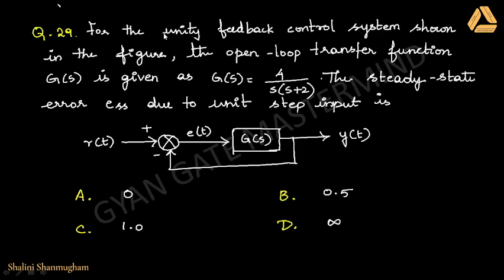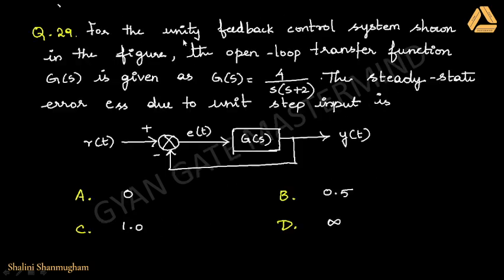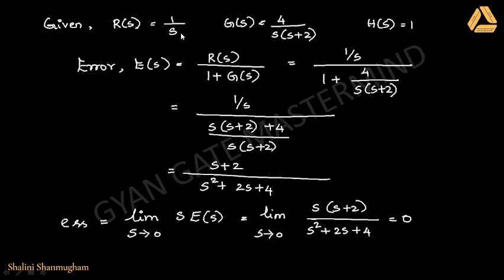So coming to the next problem, from the unity feedback control system shown in the figure, the open loop transfer function G of S is given. The steady state error ESS is due to the unit step input. So you have to find the steady state error. So for unit step input, given R of S is 1 by S, because you are giving unit step input, right? So taking Laplace transform for R of t, you will get R of S is 1 by S.